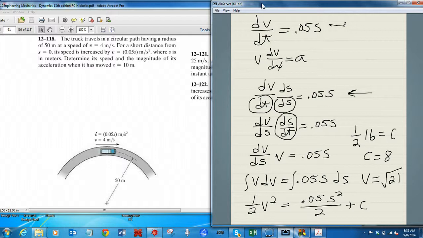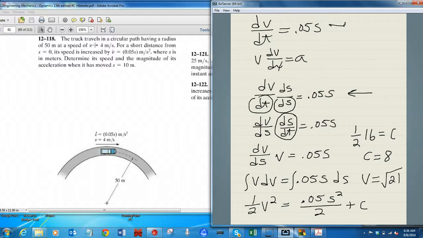Just plug in numbers. The speed was 4 when S is 0. It's given in the problem, right? The problem says right up here, S equals 0, the speed is 4. It's given in the problem.